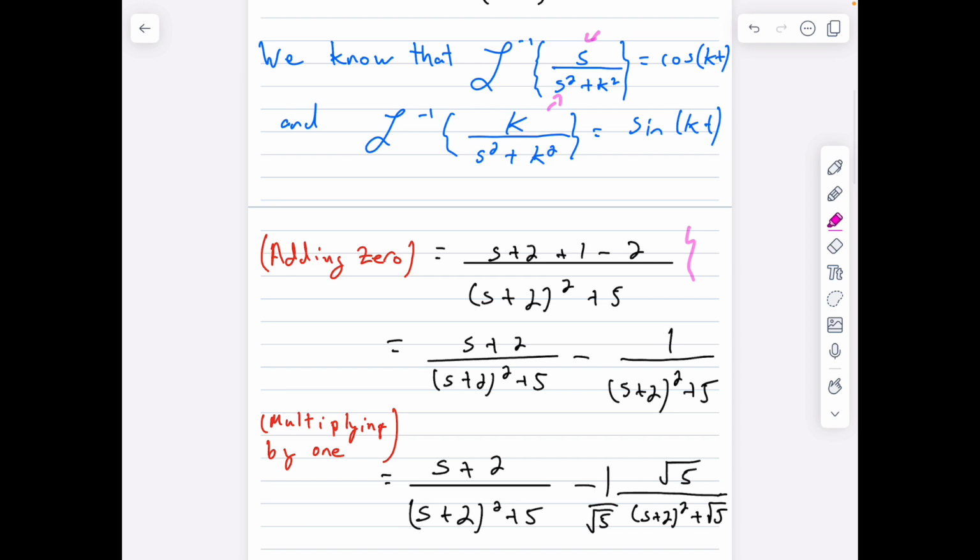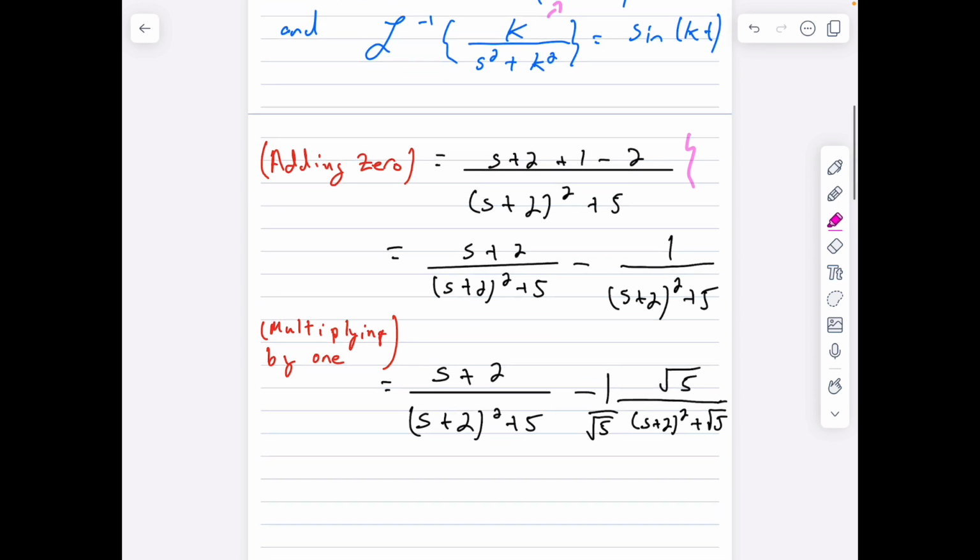And yeah, that balances out. It's adding 0 is the name of the trick. So I have (s plus 2) over (s plus 2) squared plus 5, minus 1, because it's 1 minus 2, minus 1 over (s plus 2) squared plus 5. Now, I'm going to be doing one more thing here, which is multiplying by 1 on this right here.